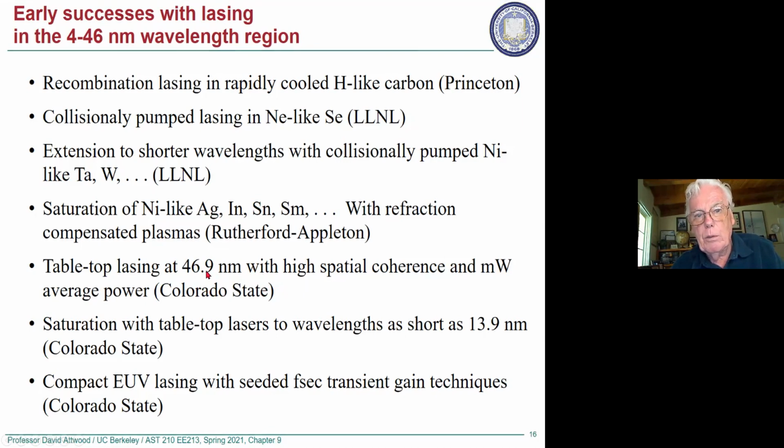Later, this same group used an entirely different method. The earlier one was driven by an electron discharge. They went to laser-irradiated thin film, and they got to much shorter wavelengths. Not so good coherence, but later they combined that with a high harmonic, which was spatially coherent. They used the high harmonic to pump it and got good coherence.